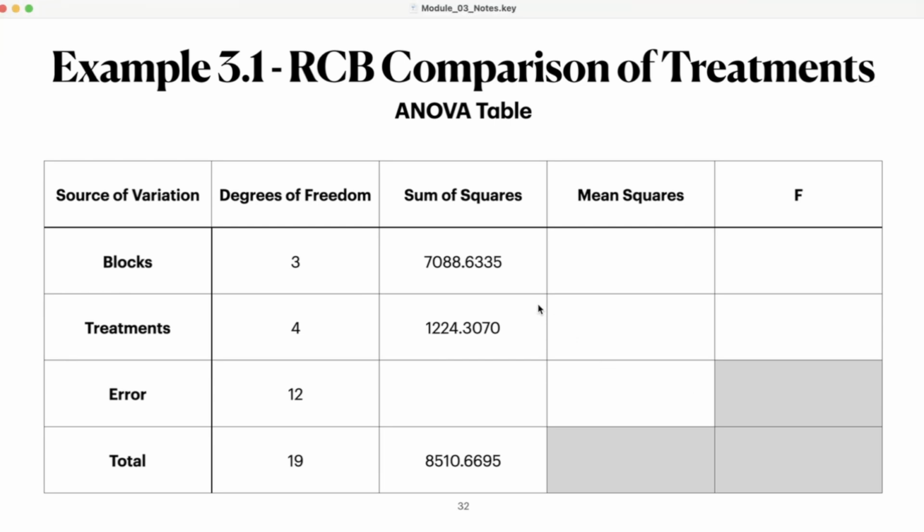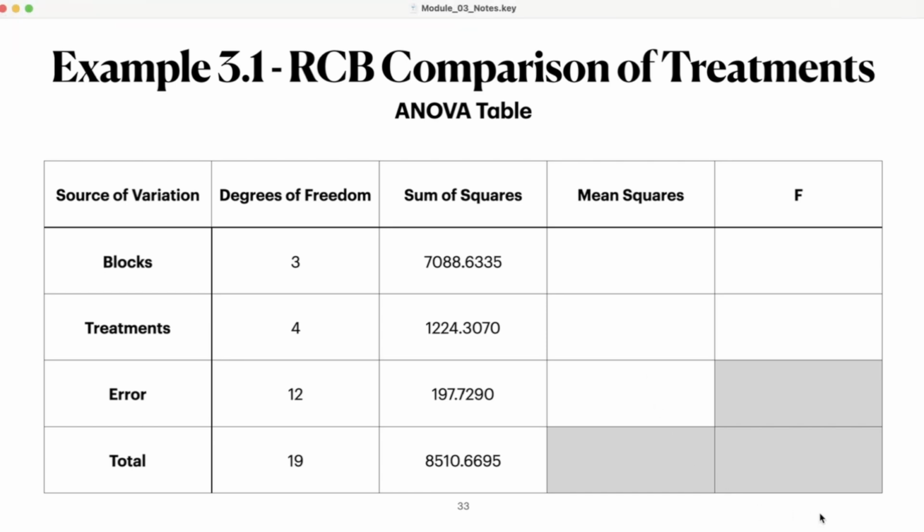Now we have enough to start populating the ANOVA table. I've entered the sum of squares for blocks, the sum of squares due to treatments, and the total sum of squares. Now we can get the sum of squares error by subtracting from 8510.6695 the sum of the sum of squares for blocks and the sum of squares for treatments. Doing that, we get 197.7290.